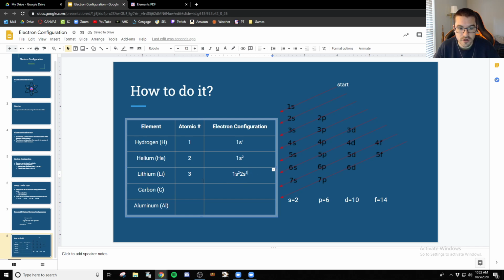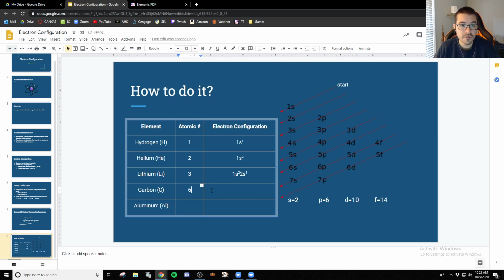This is my electron configuration for lithium. 2 electrons in the 1s orbital, and then the third electron in the 2s orbital. Okay, these little numbers here, 2 plus 1, should add up to the atomic number, or to the number of electrons in that element. Okay?